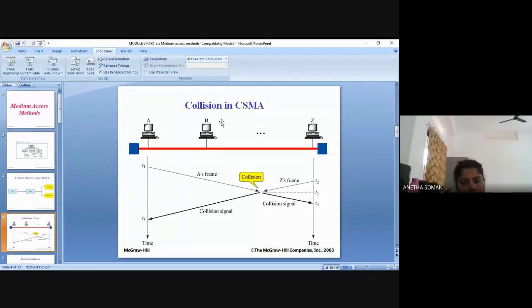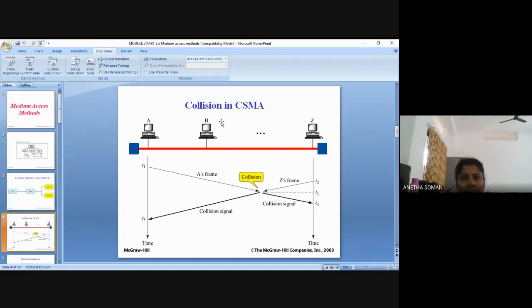At time T2, which is much greater than T1, station Z also senses the medium and will transmit its frame. A's data is still on the way; it has not reached its destination. So when Z listens to the link, it assumes the line is idle. So what happens? Station Z will transmit its frame.